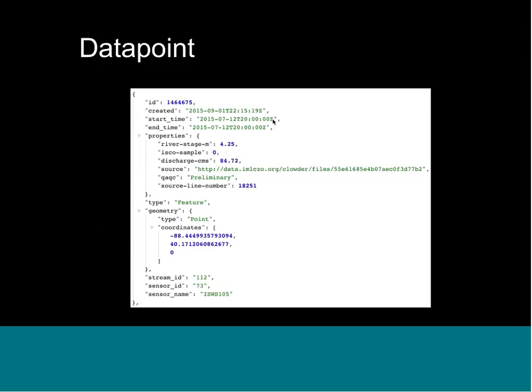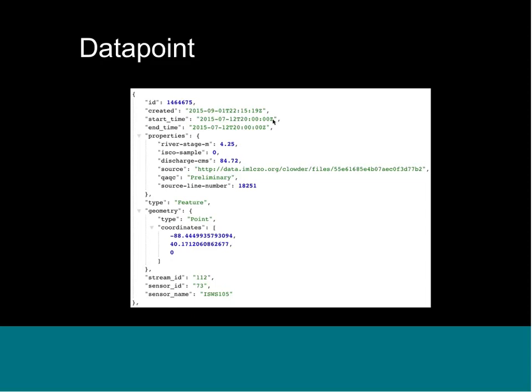We have just started discussing how we can put that in the GeoStreaming API, of which this is an example. So this is a specific data point. You can see that the properties element says river stage, ISCO sample, discharge, CMS, and so on. So this is a particular sample. It would be, from a logger file from a sensor, one row, right?